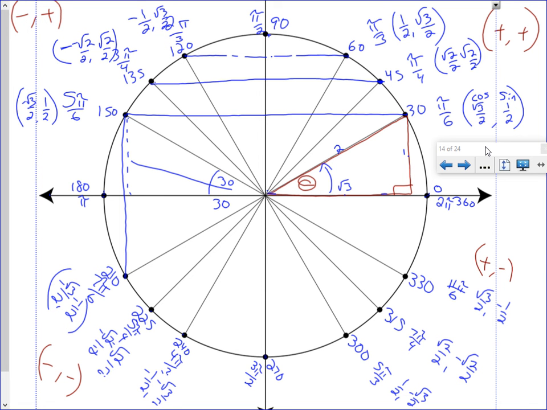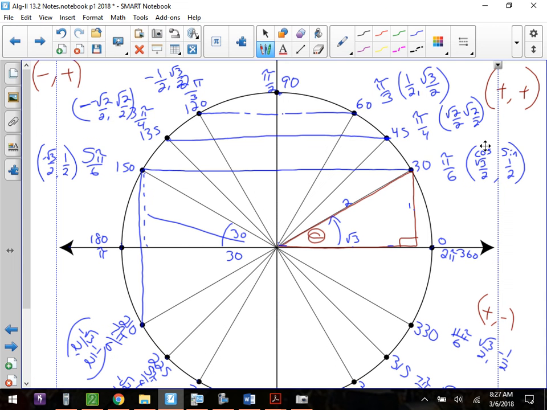Odds. Trig. I love trig. I'll probably lose it.